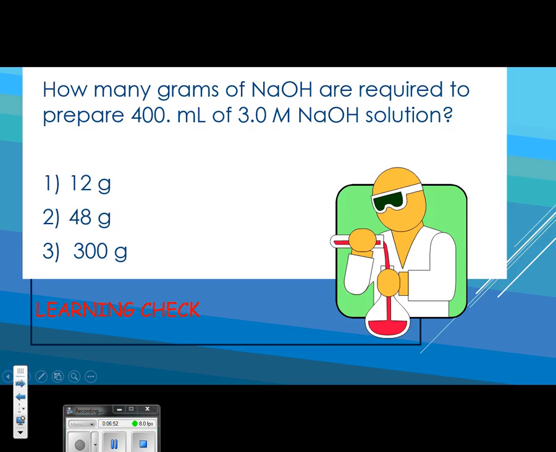All right? Okay, let's talk this one through. I'm not going to write it here unless we need to have it written. So how many grams of sodium hydroxide are required to prepare 400 milliliters of 3 molar NaOH? So what's the first thing I need to do? Divide the milliliters by 1,000. So I get 0.4, right? Okay, now I've got 0.4 liters and I got molarity.